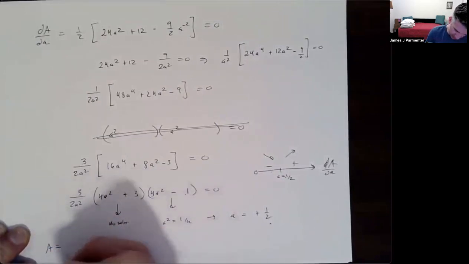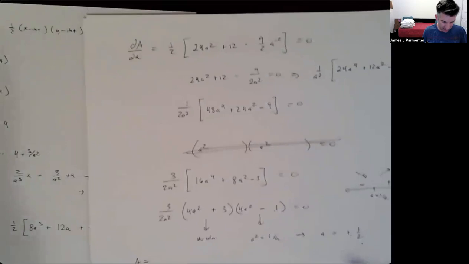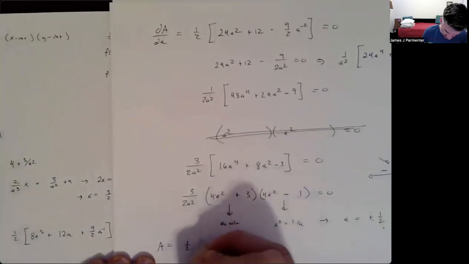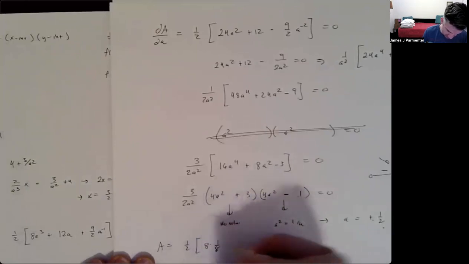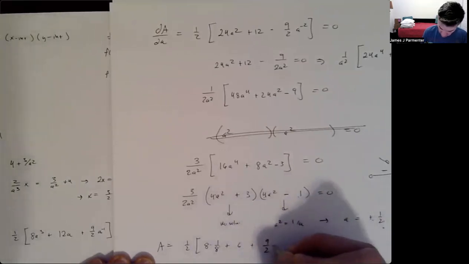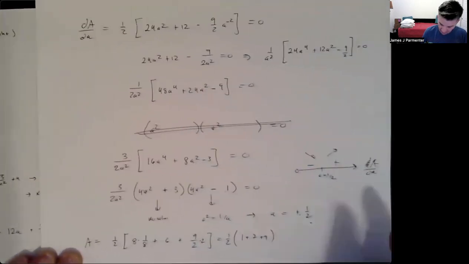The area is going to be, I'm going to plug that into my area equation, which again, I'll point out is kind of gnarly. My area equation right there. So I'm plugging in. Yeah, sorry, it's kind of hard to see. I'm just going to write it over here. You guys can kind of see that, I think. So I'm going to get area equal to 1/2 times 8 times 1/2 cubed, which is 1/8, plus 12 times 1/2, plus 9/2 times 1/2 to the -1, which is 2. This ends up being 1/2 times 1 plus 7 plus 9, which is 1/2 of 16.